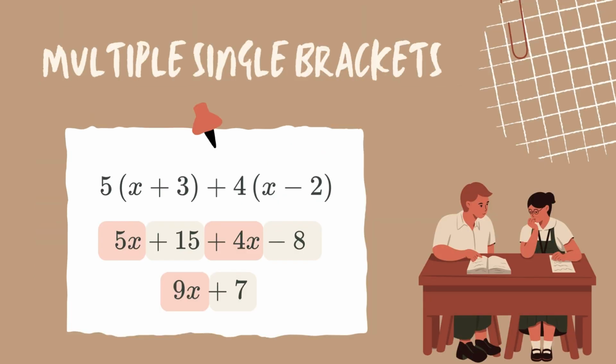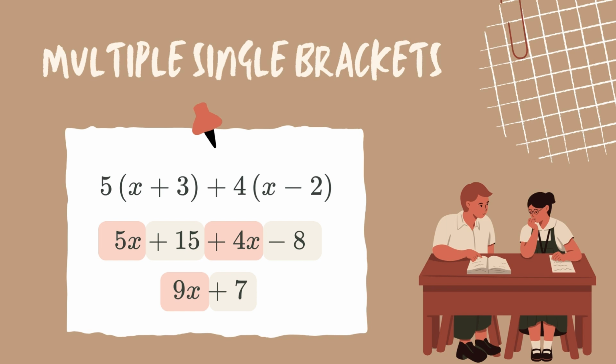Multiple single brackets. So we have an expression, but we have more than one bracket. We have 5, and then we have a bracket that has x plus 3 in it. Then we also have plus 4, and we have another bracket that has x minus 3 in it. How do we expand this? We do it the same way we have done the other one.